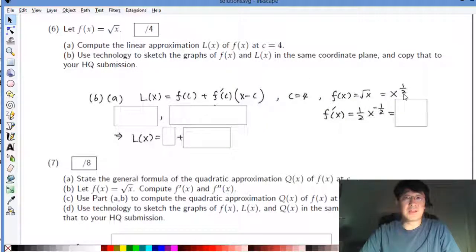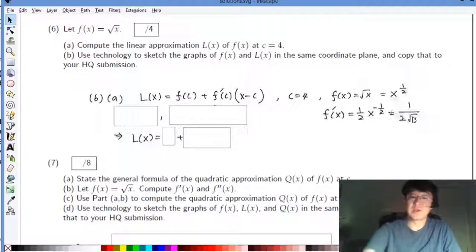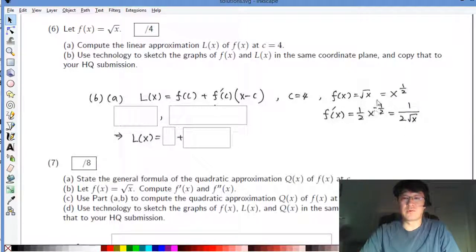If you apply the power rule, 1/2 comes down, and if you subtract 1 from the exponent, you get negative 1/2. It's just a direct application of that derivative rule. And we write this in a more familiar form, 1 over, because a negative exponent is a reciprocal. This is a more familiar way of writing this expression so that I can compute this value at c equals 4.